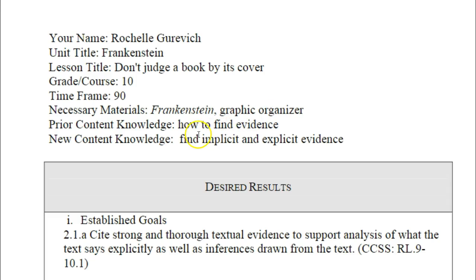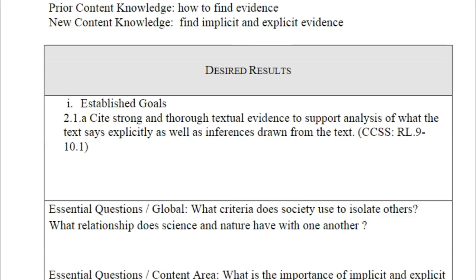And then your prior content knowledge is reasonable because it's based on the standards, and your new content knowledge is reasonable because it's based on the standards and it's aligned with the evidence outcome you chose. So elements and presentation looks great.